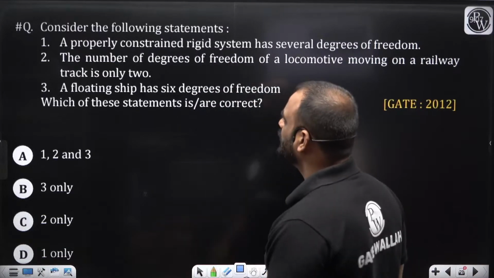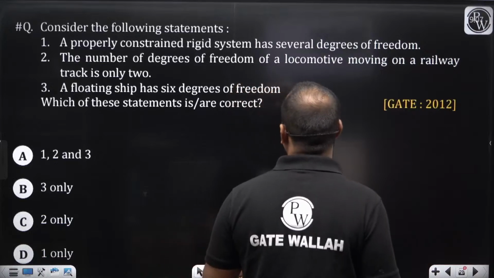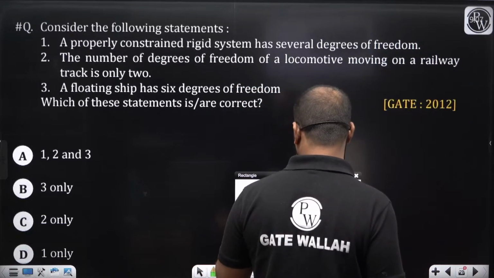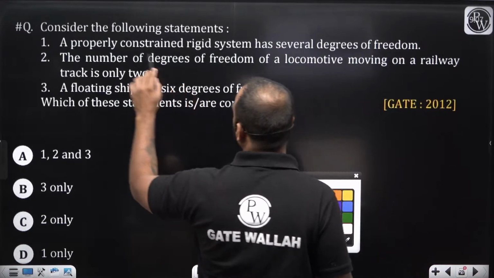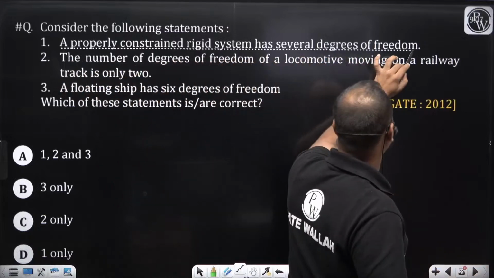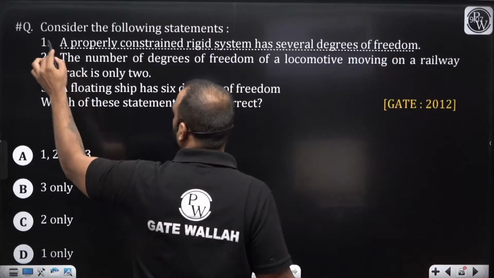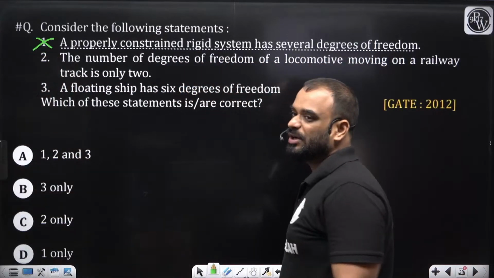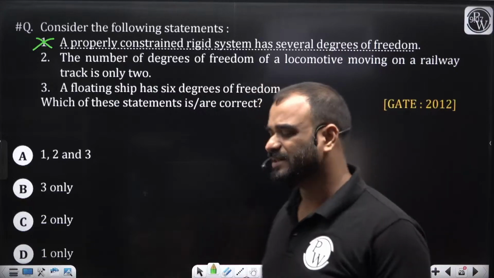So a properly constrained rigid system has several degrees of freedom. If it is properly constrained, that means it will have 0 degrees of freedom. That means the first statement is itself wrong. If a system is properly constrained, how can it have some degree of freedom? It is 0 basically, right?